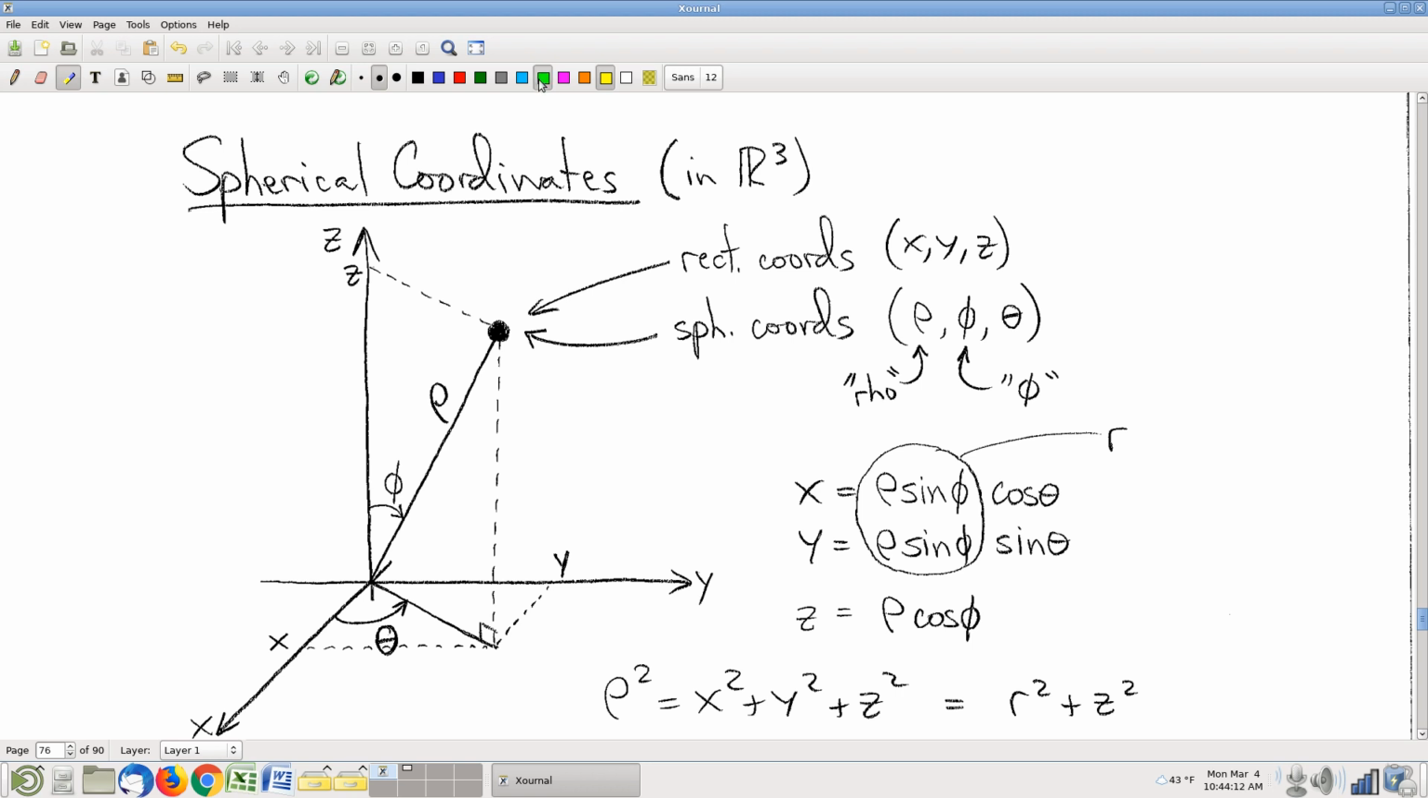Okay, so here's how it works. If you have a point here in space, rectangular coordinates, like so.